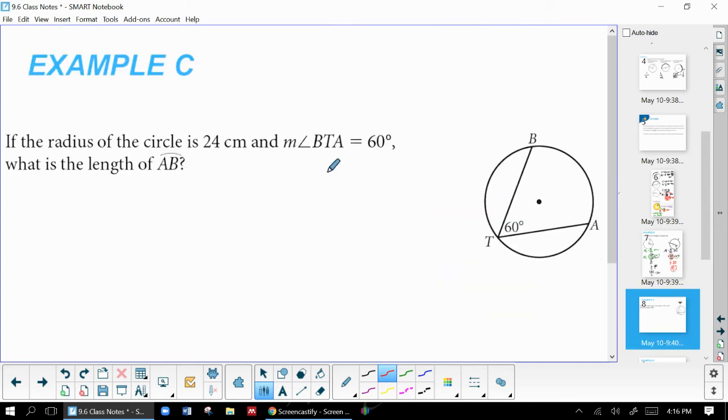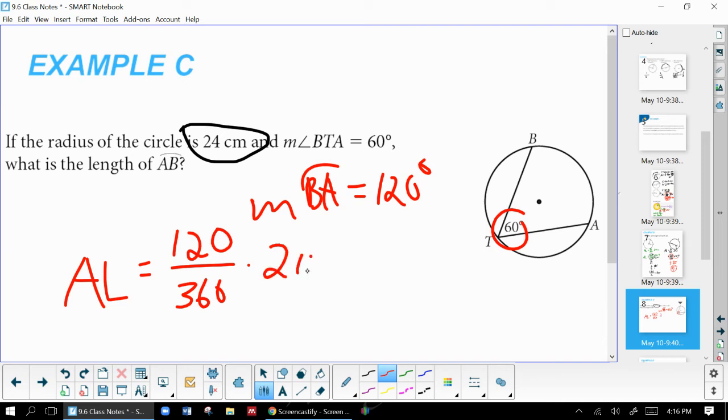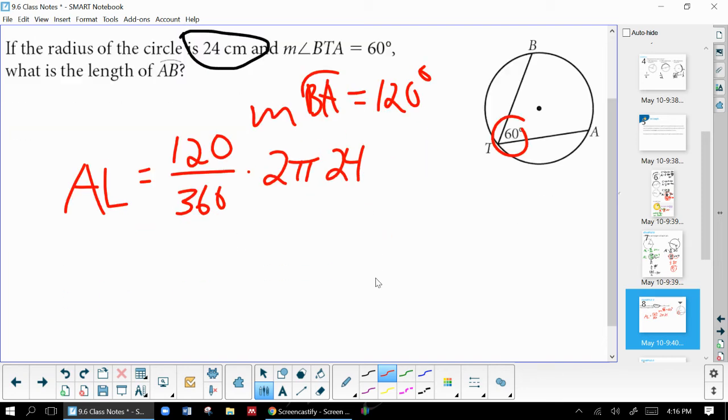Next example here, they're giving us the angle BTA, and the radius is 24. So the big thing here is if this angle is 60, then the actual measure of my arc BA is actually double that, 120. So that's the angle that I need to use. So here I've just plugged all my numbers into the arc length formula, 120 over 360 times 2 times pi times 24, and I'll start working on that.